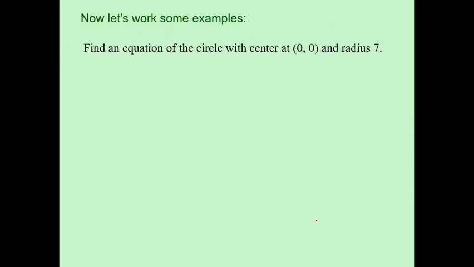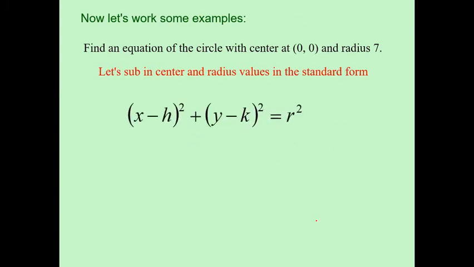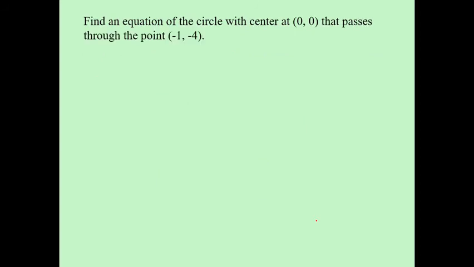Now let's work some examples. Find an equation of the circle with a center at 0, 0 and a radius 7. Let's sub in the center and radius values in the standard form. So we're going to place a 0 for the h, a 0 for the k, and then 7 for the r. So notice we get x squared plus y squared is equal to 49.